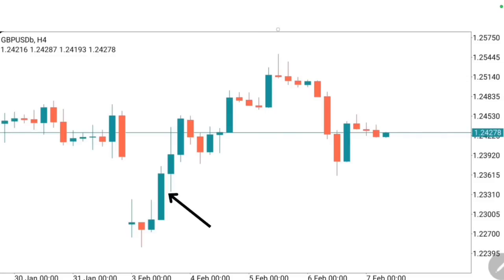Now you can see this is the H4 time frame of the GBP/USD chart. If this were my previous H4 candle, then this is supposedly my current H4 candle. And this is the intersection. This is the candle close of the previous H4 candle, and this is the intersection with the wick. So this is where I'm supposed to look for my setup.